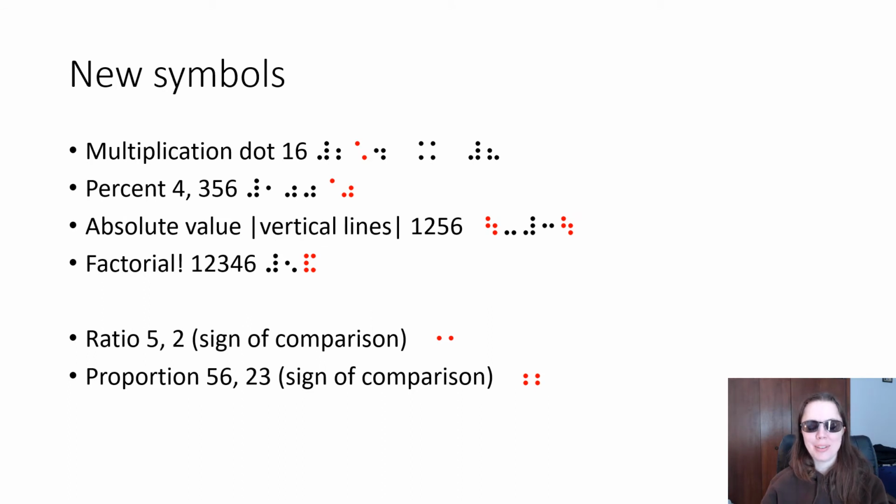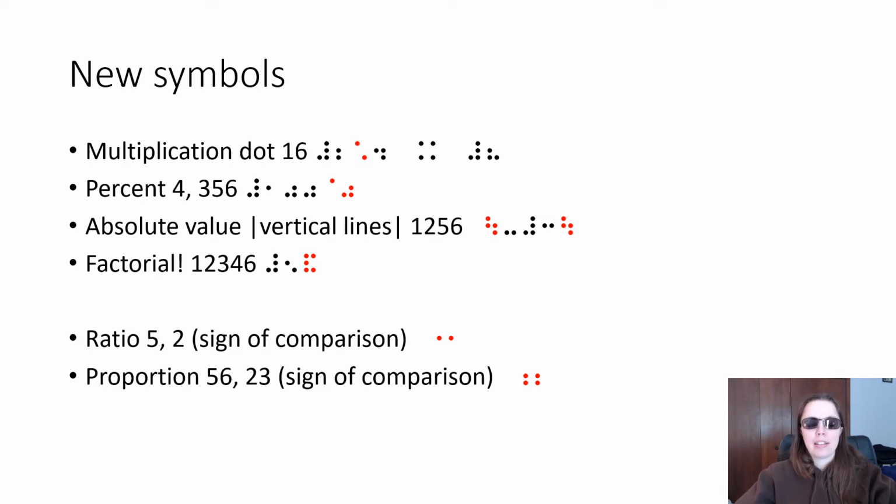In middle school, students will be likely to learn some new symbols. They'll learn the multiplication dot, the math shorthand for writing a times sign. In print, that's just a dot between numbers. It's the fastest, easiest way. And in Nemeth, it's also the fastest, easiest, dot 16, which students already will recognize as being the root of other ways to write multiplication.